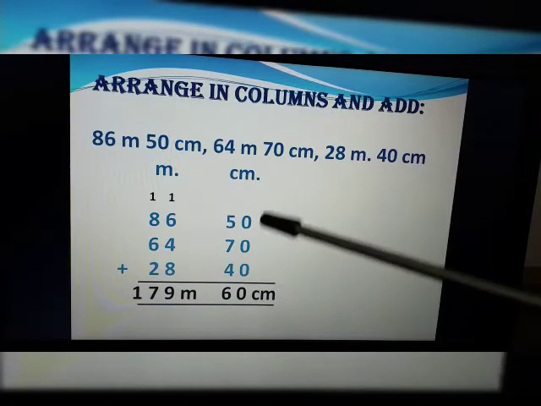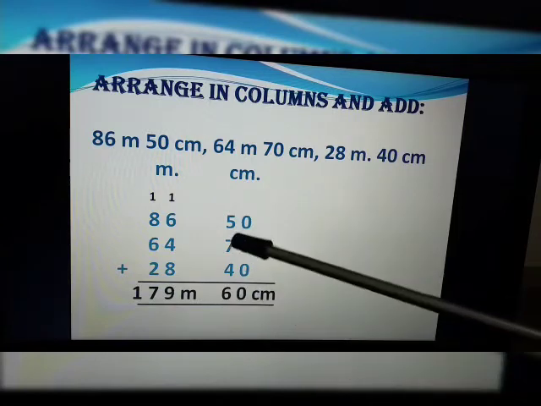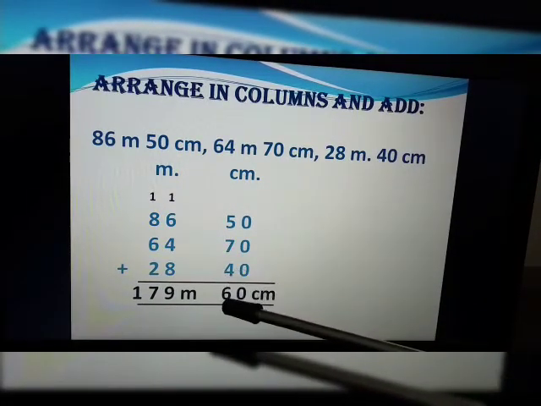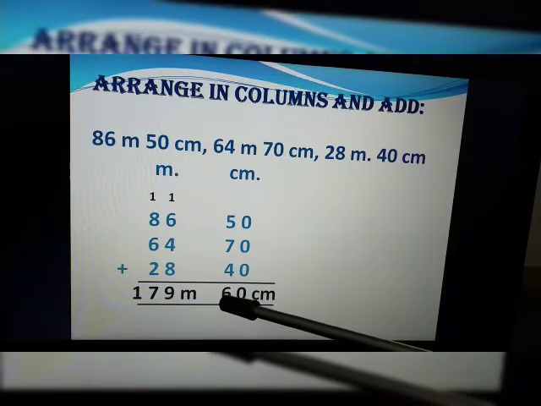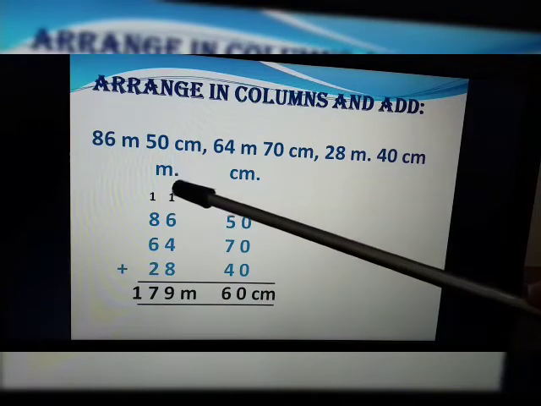Now we will add them. 0, 0, 0 is equal to 0. Now 5 and 7 is equal to 12. 12 and 4 is equal to 16. 6 will be here and 1 will be carried over to the next number.